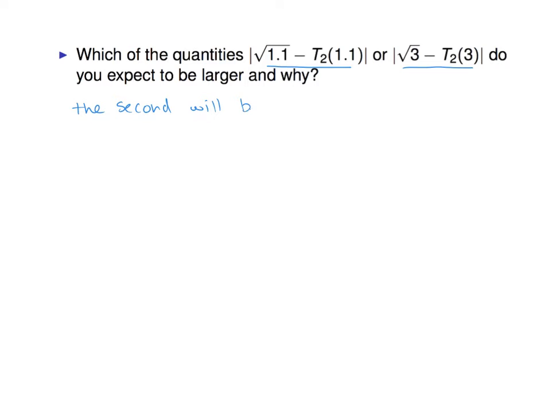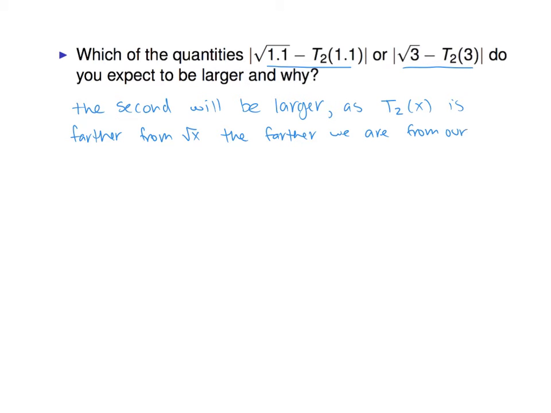And these are still centered at? Yes, we're still talking about being centered at 1. Because basically we calibrated our whole process for 1. That kind of is a good way to think about it, yep. The second will be larger as T2 of x is, we'll say, farther from root x, the farther we are from our center value of a equals 1.